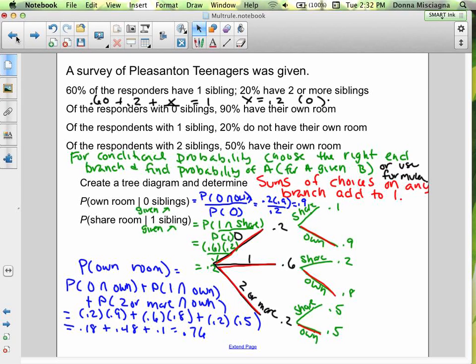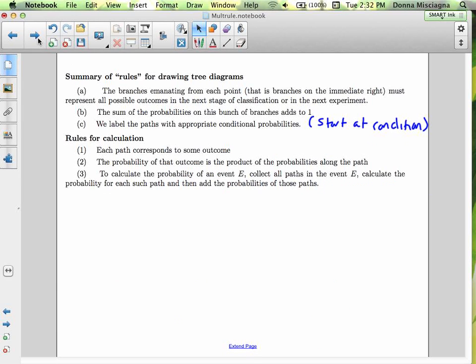All right, so that ends this Nearpod. The next Nearpod that you'll see will be a little review on conditional probability. Bye for now.